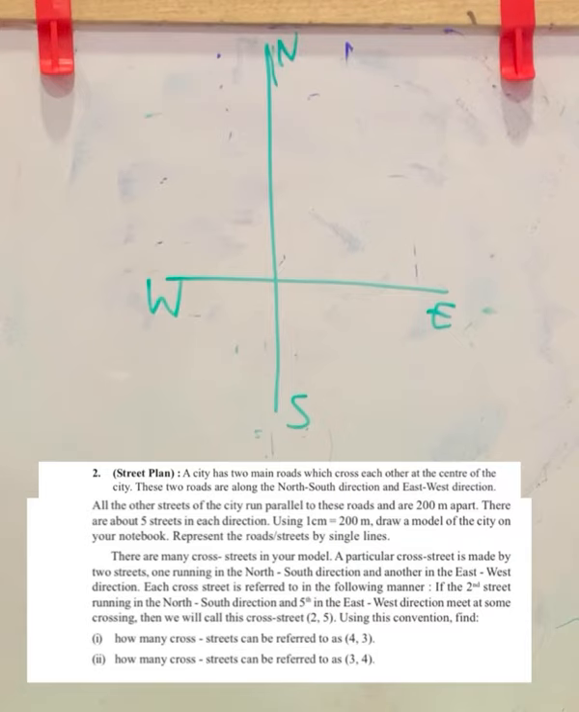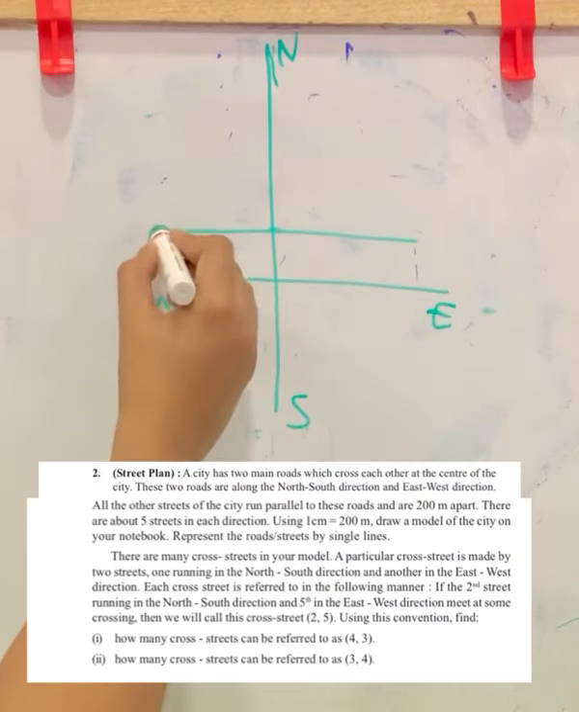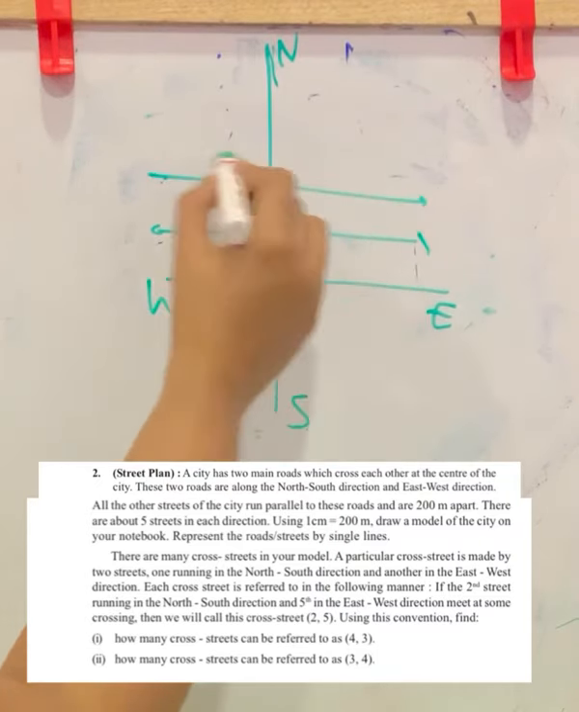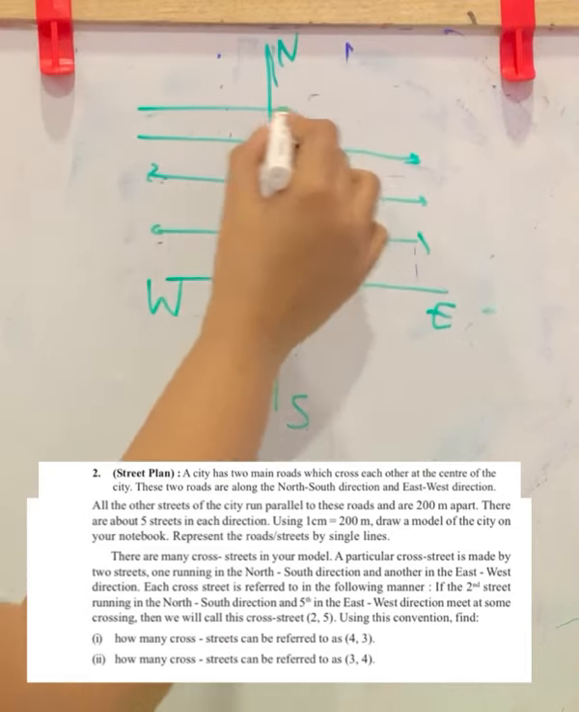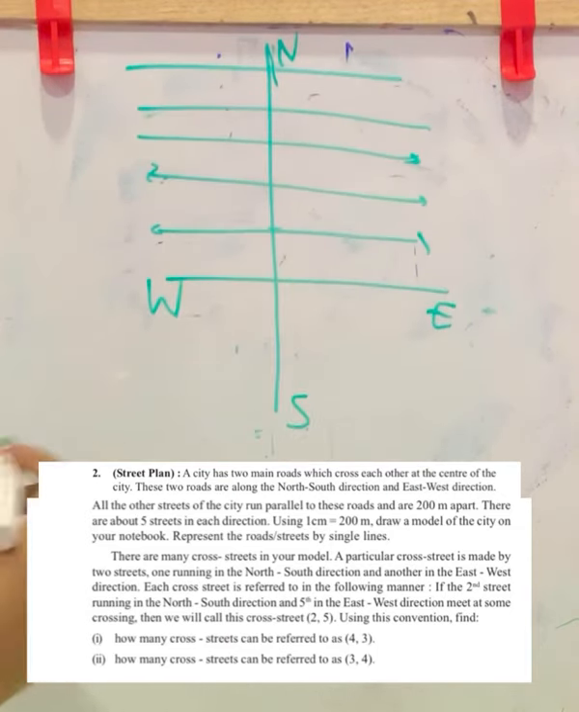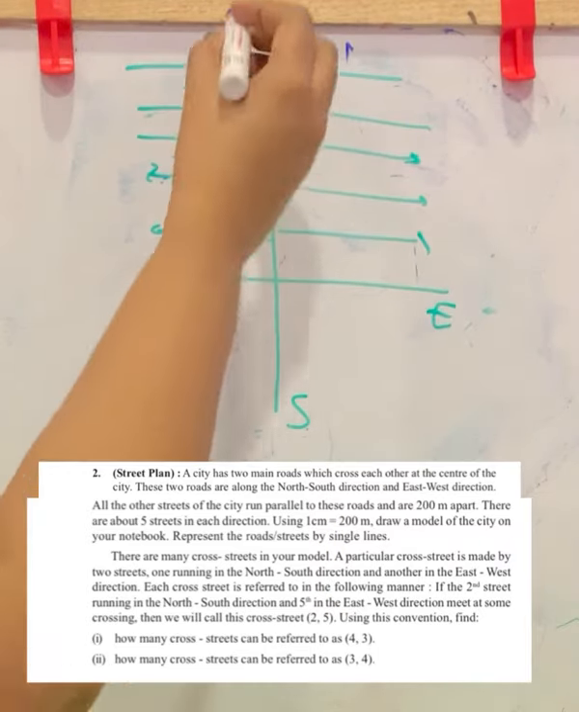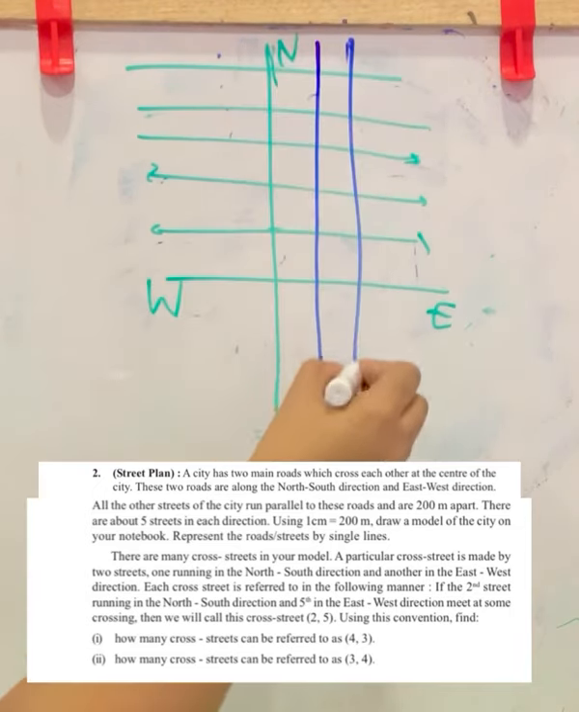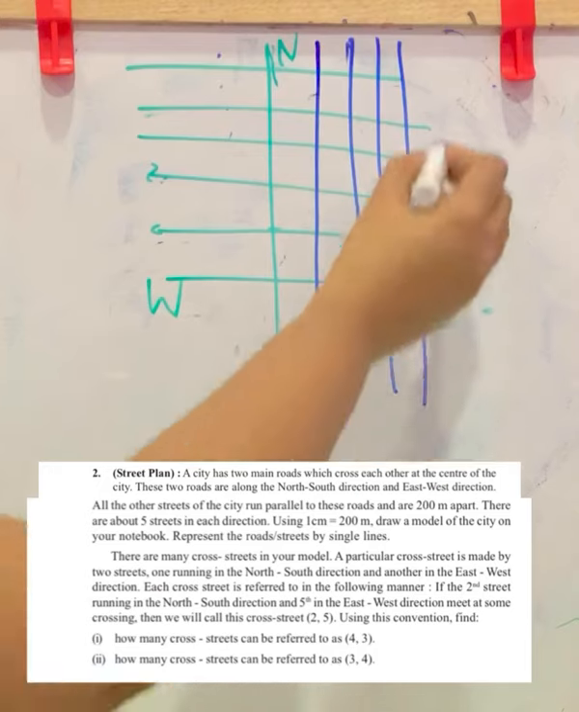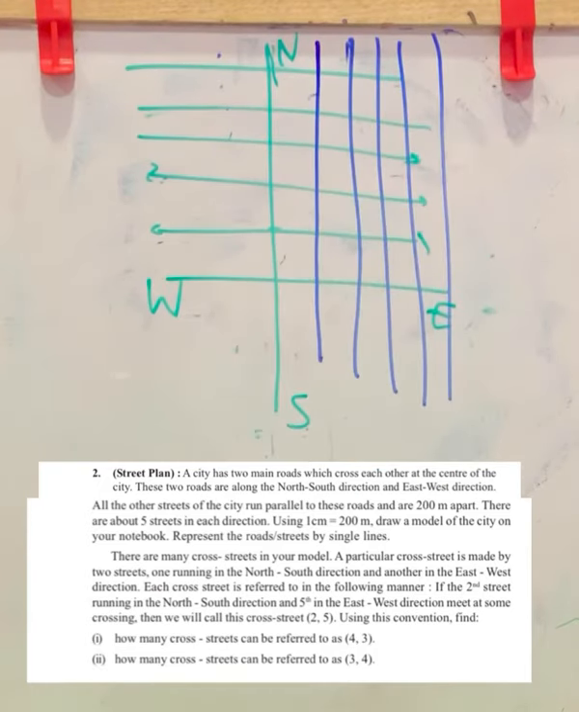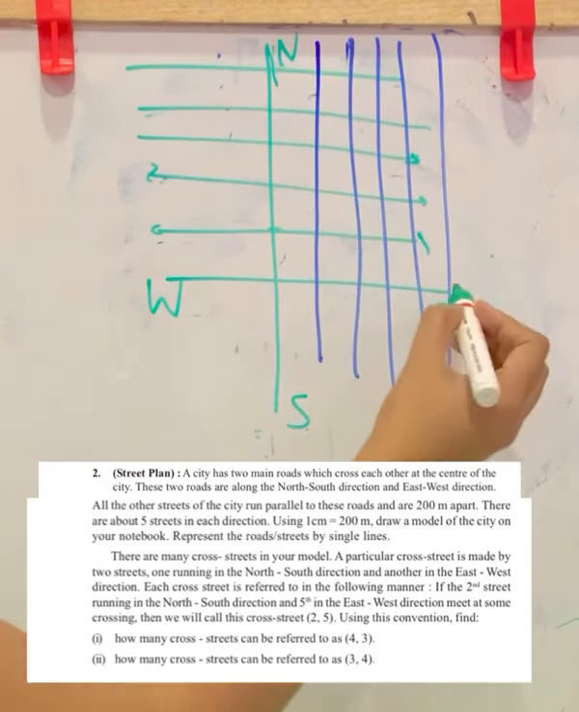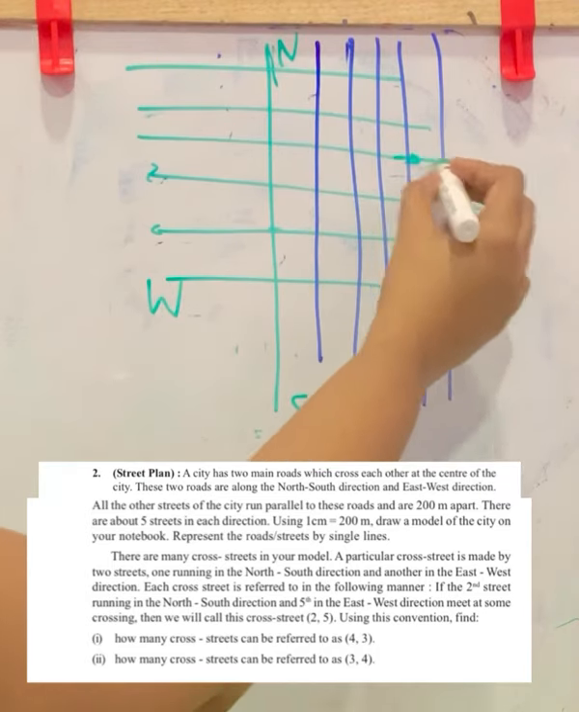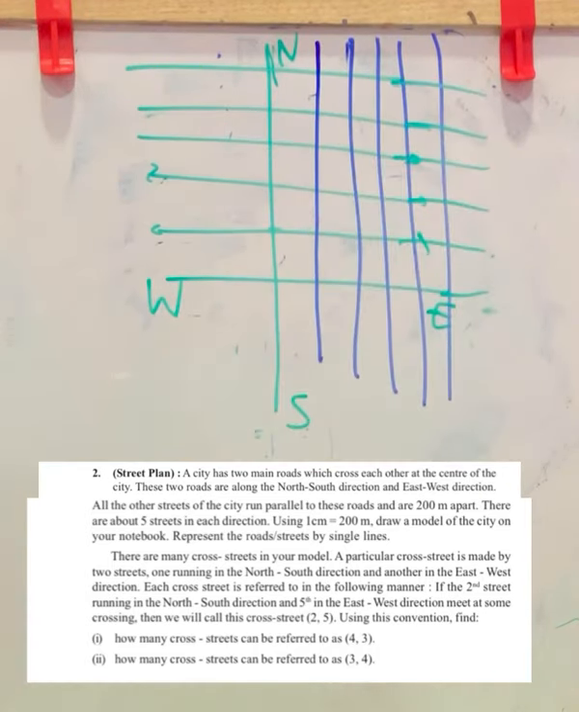There are 5 streets in each direction. So here we have 5 straight roads: 1, 2, 3, 4, 5. Also we have another 5 straight roads parallel to the north-south line: 1, 2, 3, 4, 5. Let us extend this.